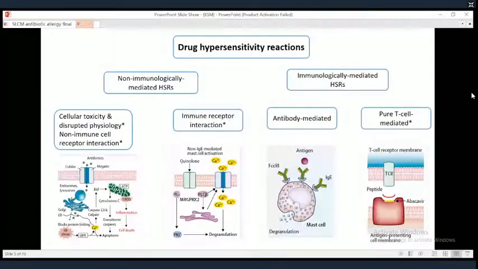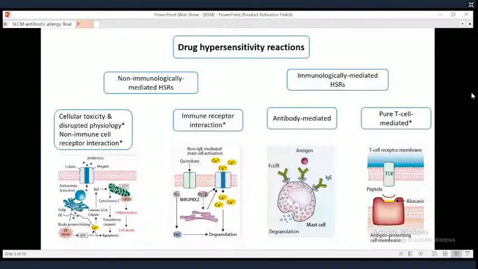Non-immunologically mediated hypersensitivity reactions, examples would be cellular toxicity and disrupted physiology, non-immune cell receptor interactions, and also immune receptor interactions. Now this is a very interesting area, this immune receptor interaction. I will talk about it a little later, but for the time being, these have an immunologic phenotype. So they appear quite similar to an allergic reaction, but generally they do not retain a memory. That is the difference between most of these immunologically mediated hypersensitivity reactions and non-immunologically mediated hypersensitivity reactions.